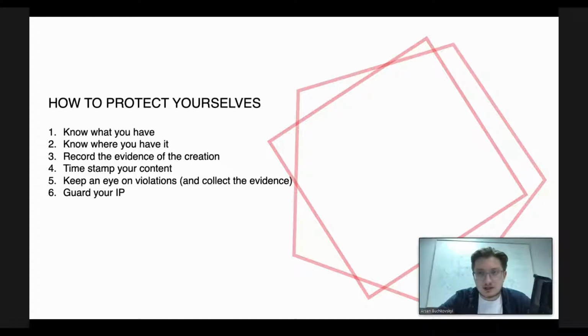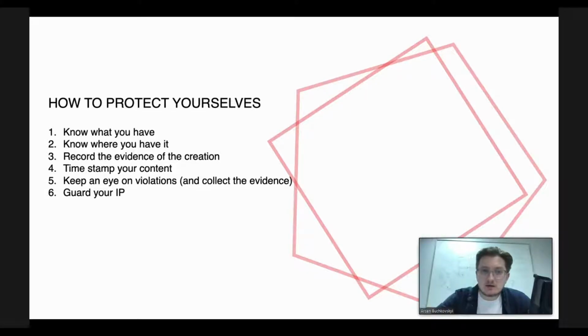Fourth, timestamp your content. It's connected with the previous one. If you have evidence of creation, you should prove when it was created. For example, when you publish something in a marketplace, you get a timestamp. For the digital world it's much easier, because you have data on when any file was created, but for the physical world you need to do that yourself. You need to write when it was created. You can make a photo, you can do different things, but try to stamp your content with when it was created. It is really important.